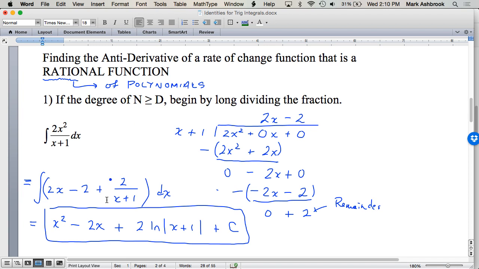Or you may be left with another problem here, which we would use partial fractions for. Partial fractions is what we're going to do the rest of the class. Okay? Questions on the long division or the antiderivative? Good on that one?